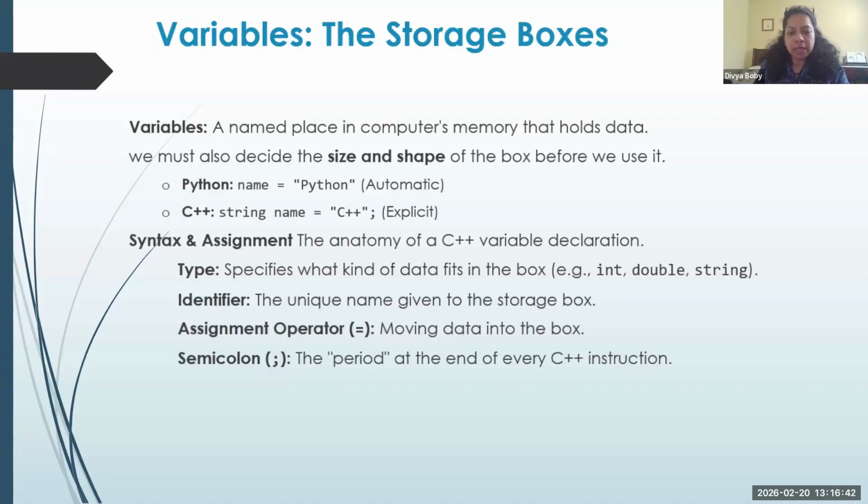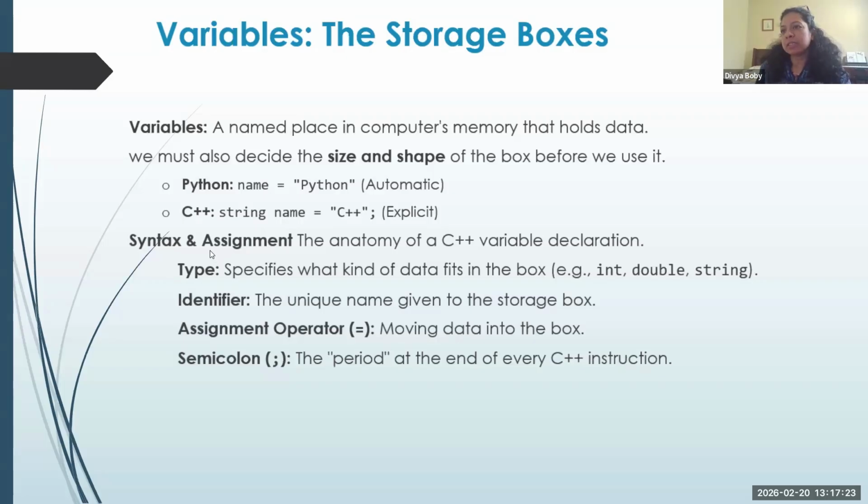Whenever you are declaring a variable, unlike Python, as you see on the screen, where we just write name equal to Python and it will automatically create a space in memory and store the value Python in it, in C++ it's different. In C++, we have to give the type of the variable we are going to use. In our case, we are going to declare a string, so we mention string and then name equal to C++. That's called explicit declaration. We have to mention explicitly that this value is being stored and this is the name of the variable we are going to use.